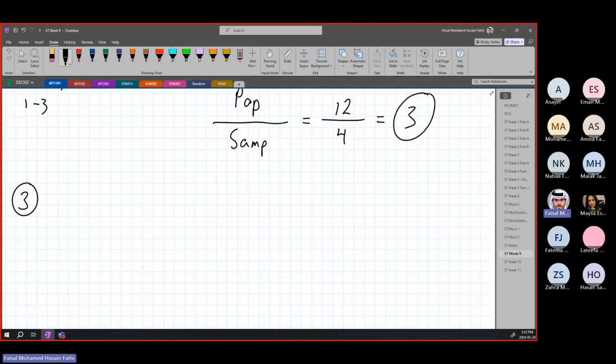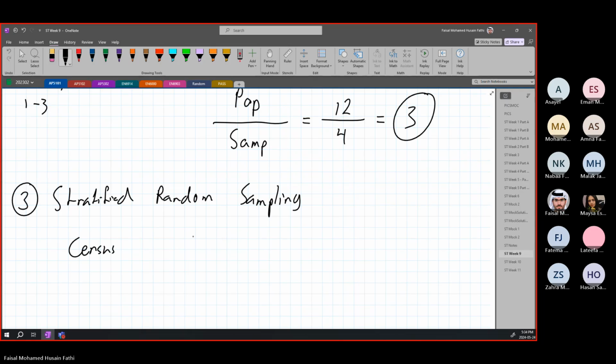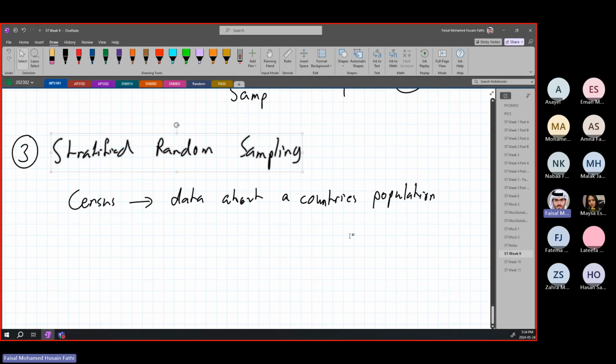The last one, which is the most commonly used, is known as stratified random sampling. This is most often used in a lot of things, especially when it comes to census data. So census data is basically the data about a population, about a country's actual population, the number of people living in a country, right? They call that the census data. So stratified random sampling is mostly used for census, and it's the most commonly used.